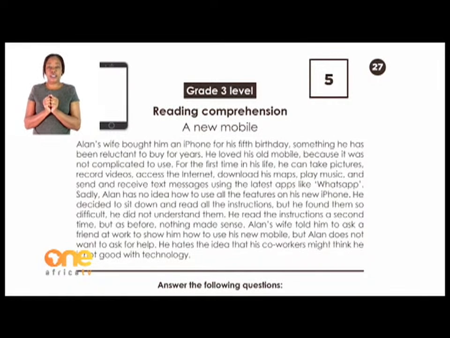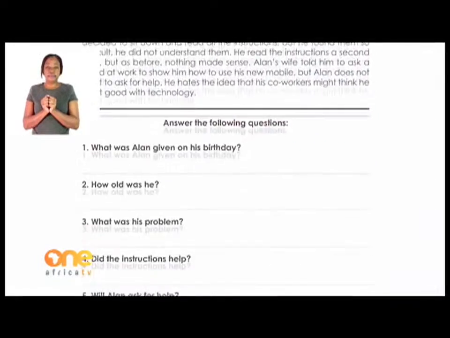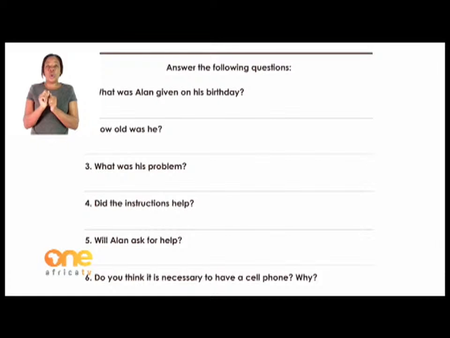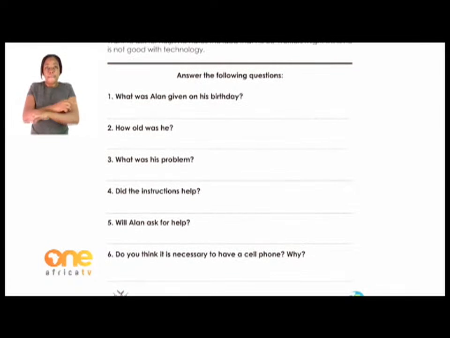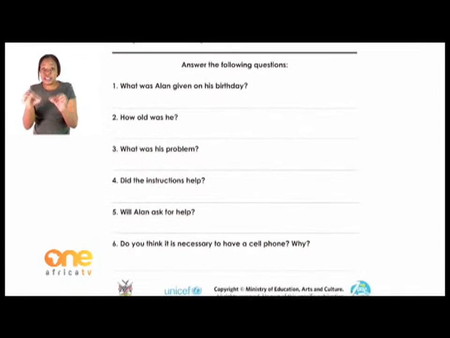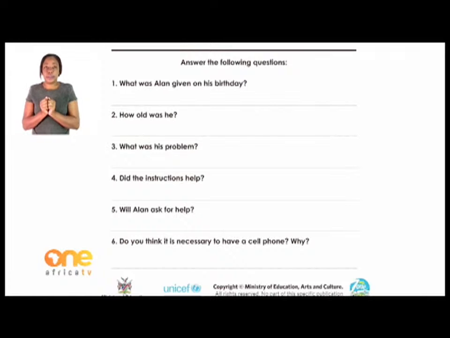Now let's answer the questions. The first question says, what was Alan given on his birthday? What was he given? You just have to go back to your passage again if you have forgotten what you have read. Read it again. Number 2, how old was he? It's also in the passage. Don't scratch your head. Just go back to the passage.